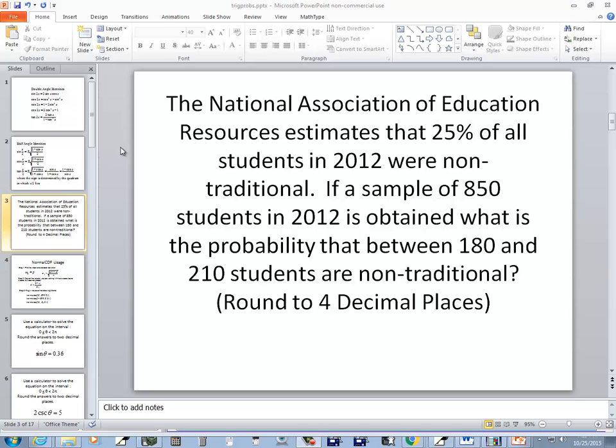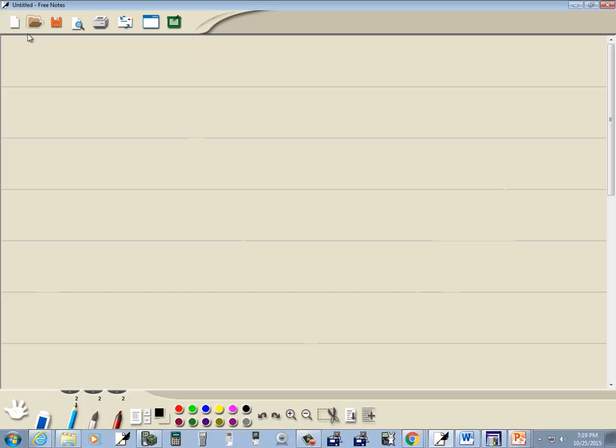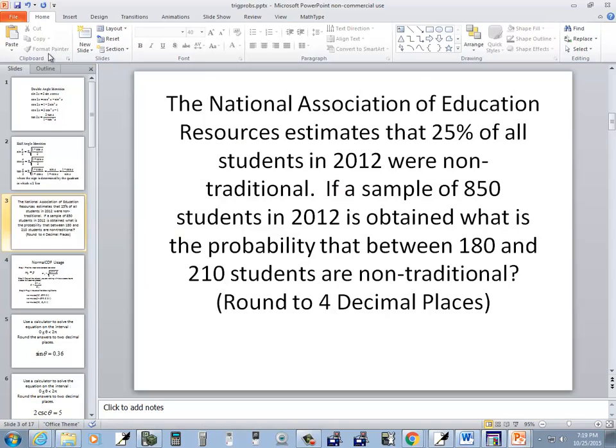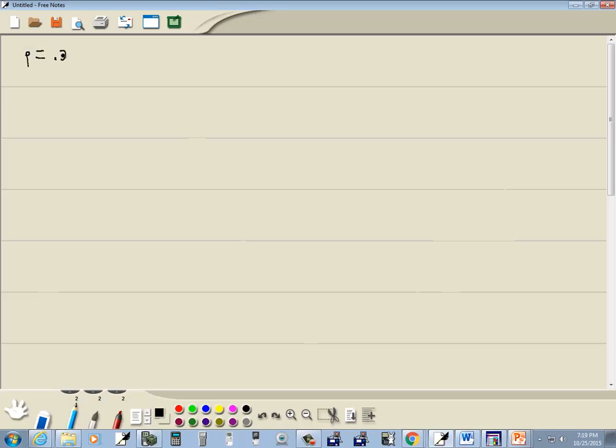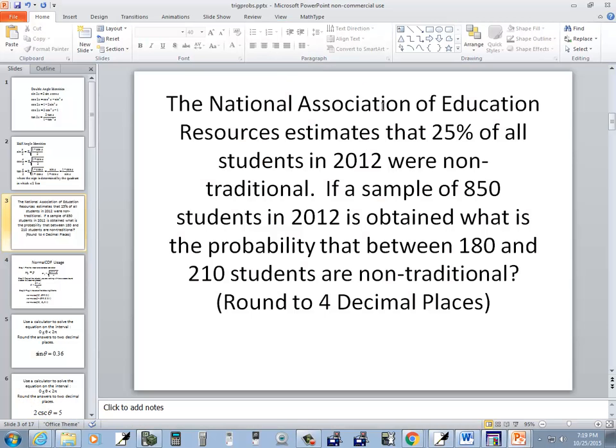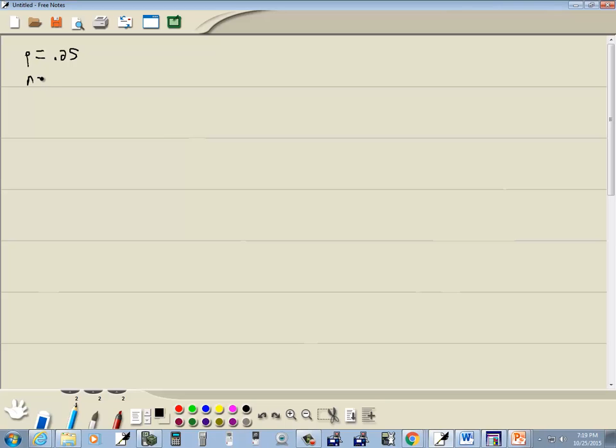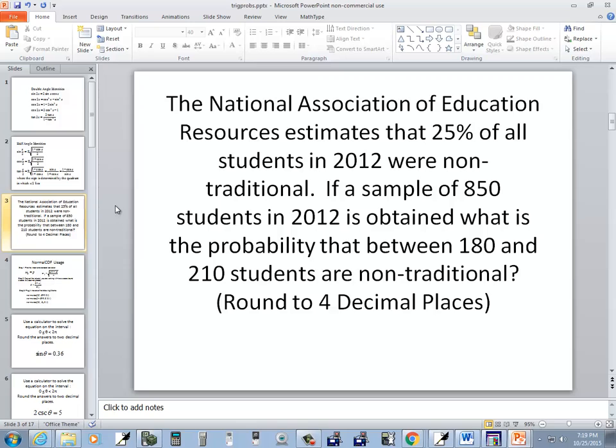The National Association of Educational Resources estimates that 25% of all students in 2012 were non-traditional. When they give you a percentage, they're giving you p. It's out there at the very beginning with no reference to a sample, so that's obviously p. If a sample of 850 students, so now they're talking about our sample, so n is equal to 850, is obtained, what is the probability that between 180 and 210 are non-traditional?